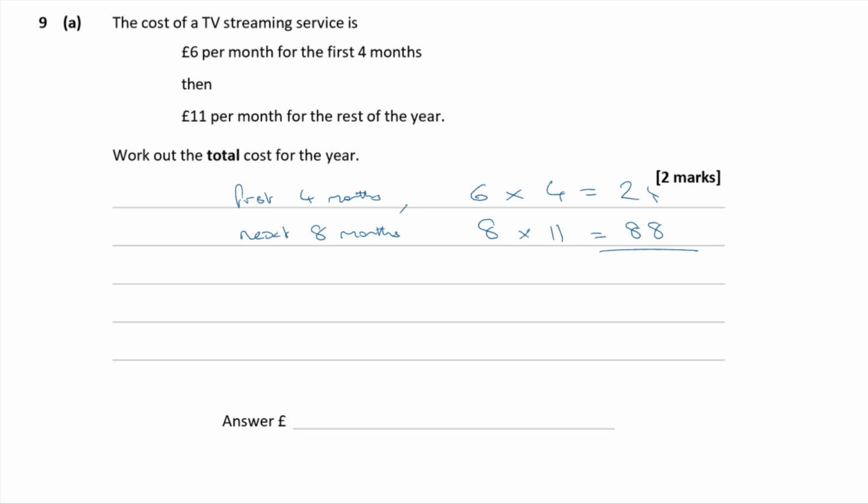So then the total we're going to be paying is those two amounts added together, isn't it? So 88 plus 24, 4 and 8 is 12. That's going to be £112 altogether, isn't it? Okay, £112.